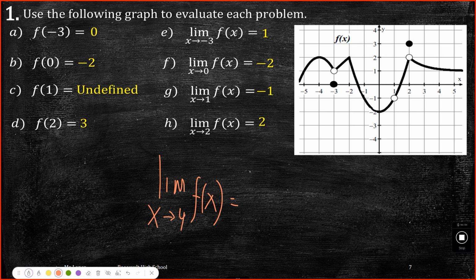And then the one I wanted to do was x approaches negative 4. The limit as x approaches negative 4 of f of x is going to be what, everybody? 2. That's it. All right, we're done for today.